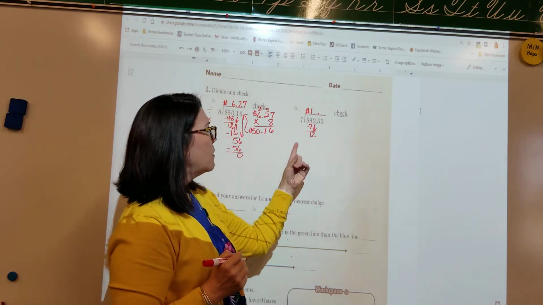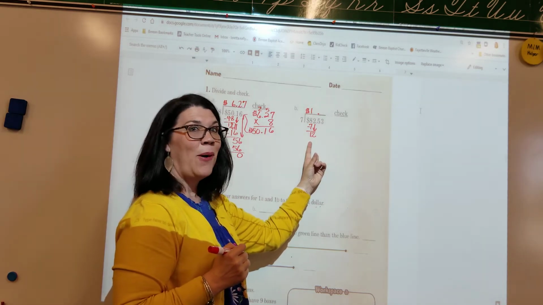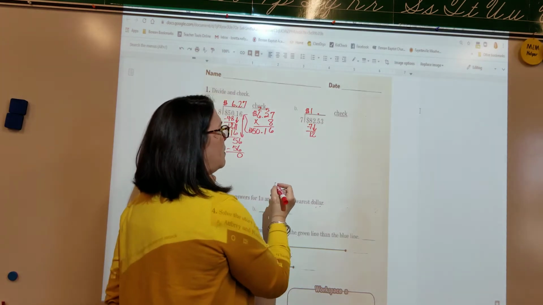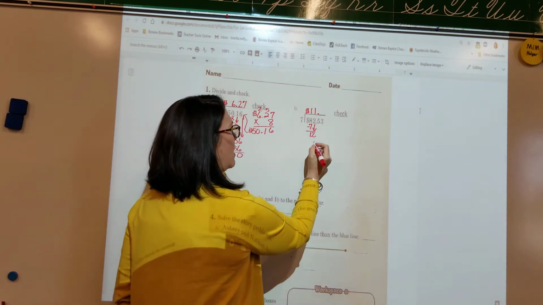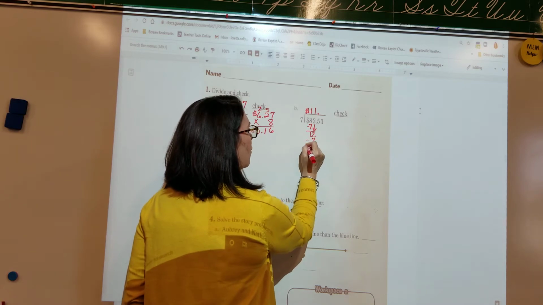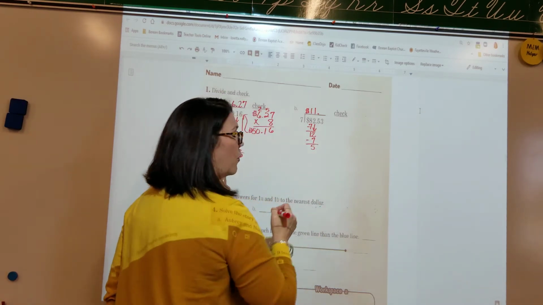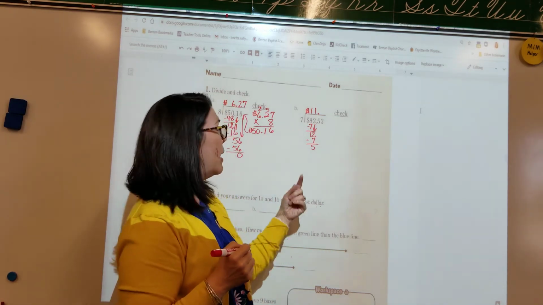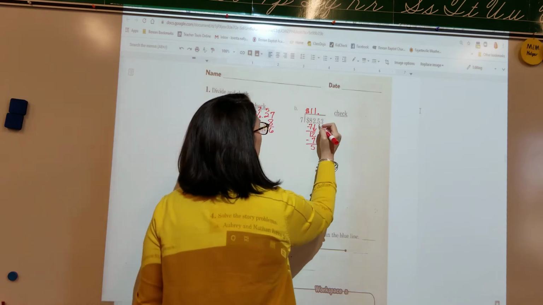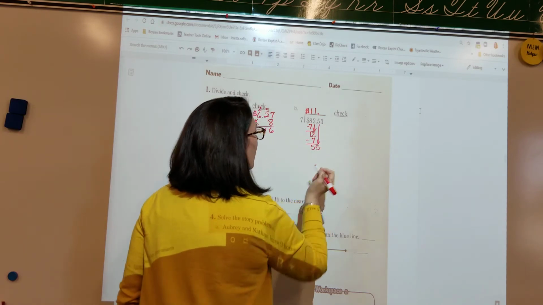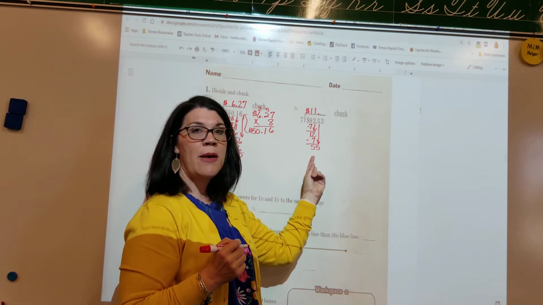Now I need to ask what times 7 will give me 12 or get me close. Well, I have to use 1 again because 2 would be 14, which is too high. So I'm going to put my 1 there. 1 times 7 is 7. Subtract. 12 minus 7 is 5. Don't forget to compare. That's an important step. Is 5 less than 7? Yes, it is. So next I can bring down this 5. Now I need something times 7 that will give me 55 or get me close?